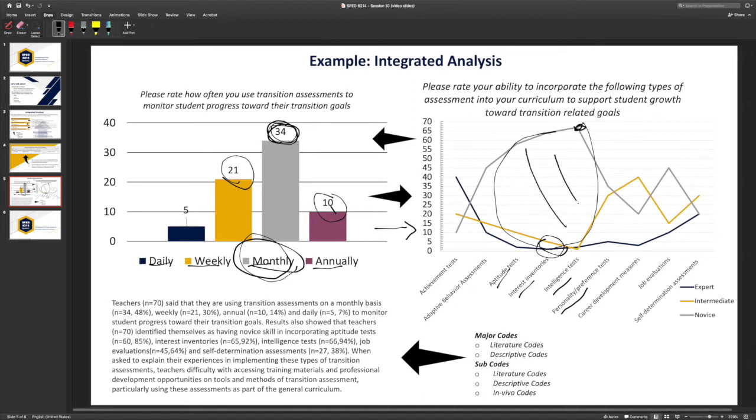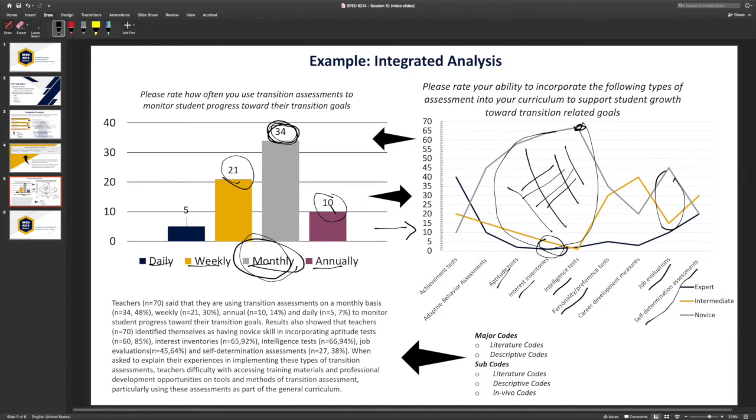This is a large area of need for stakeholders, in terms of they're saying that they perceive themselves to be a novice at implementing these particular types of assessment, specifically incorporating those types of assessments into the general curriculum to support student growth towards their transition-related goals. We also see a smaller area of need in relation to job evaluations and self-determination assessments.